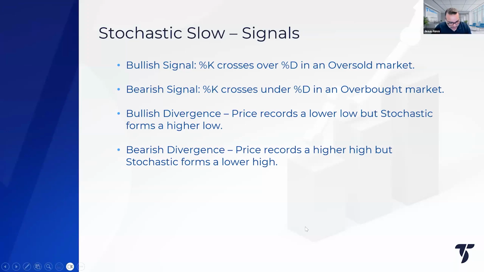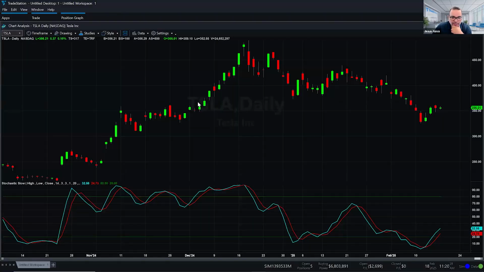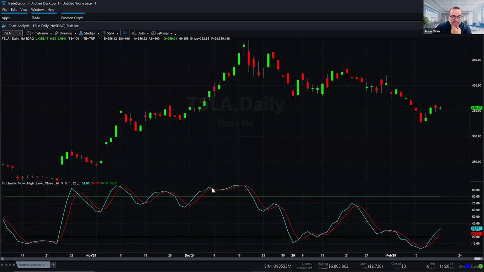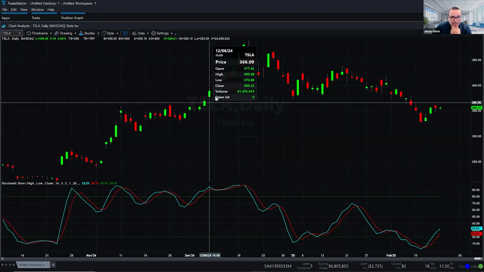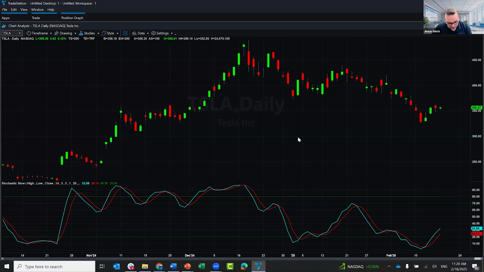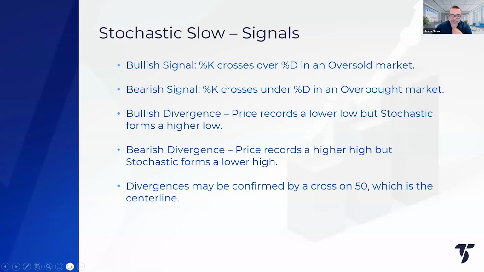Now, of course, we can sit here and go through the chart and find different scenarios. For example, the one we just pointed out, we saw how the stochastic was pointing down, the price activity was actually pointing up. And it's a clear divergence. Now, is it a bullish or bearish divergence? That's something that you have to determine based on where the prices are headed. So let's go over here to my PowerPoint. Divergences may be confirmed by a cross on 50, which is the center line of the stochastic.